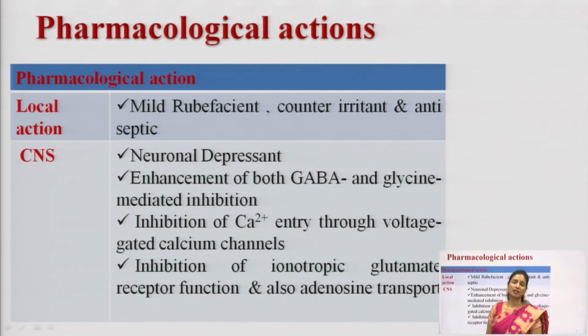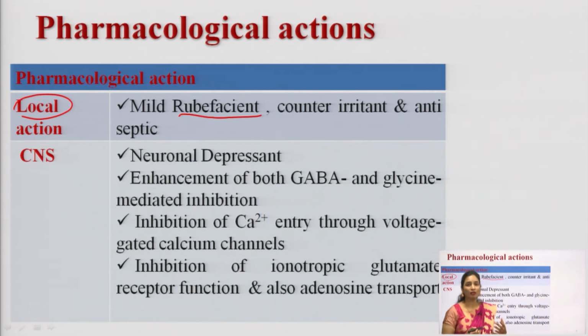And what are the pharmacological actions of alcohol? Alcohol has local actions and systemic actions as well. First, I am discussing the local action. When you take alcohol, what is the local action? It is used as a rubefacient, which is one of the major local uses, and it is used as a counterirritant and antiseptic, right. You can use alcohol as an antiseptic, as a rubefacient, and as a counterirritant. So, these are all the local actions of alcohol.